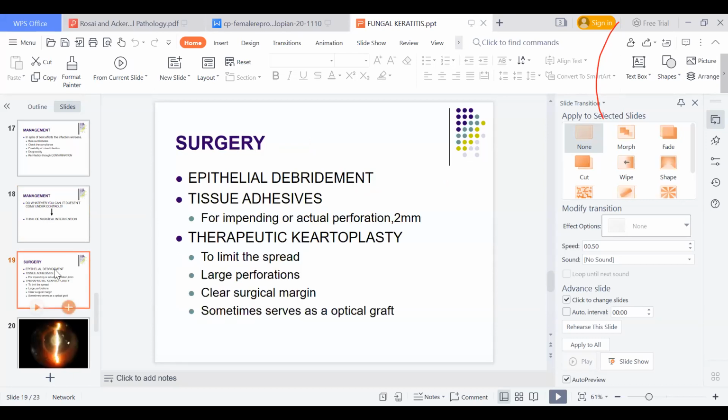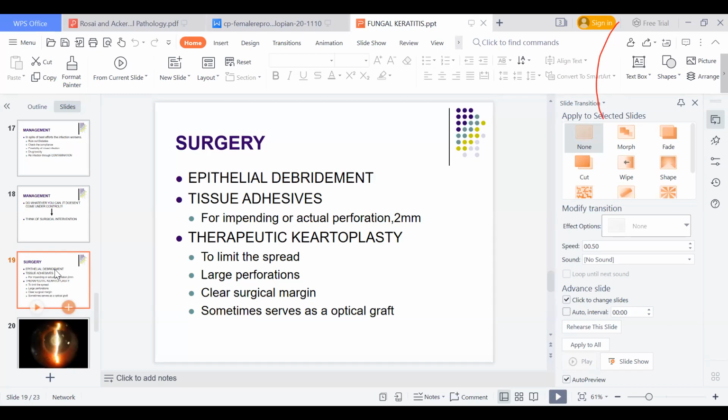Epithelial debridement is done right from day one, but don't debride every day because it's an inflamed cornea. When you debride every day, you are actually increasing injury to the cornea, which itself can cause an increase in the inflammatory response in the cornea. So if you notice that the epithelial defect is larger than the infiltrate, you don't have to really debride every day. In certain cases, the fungus can increase very fast and lead to actual or impending perforation.